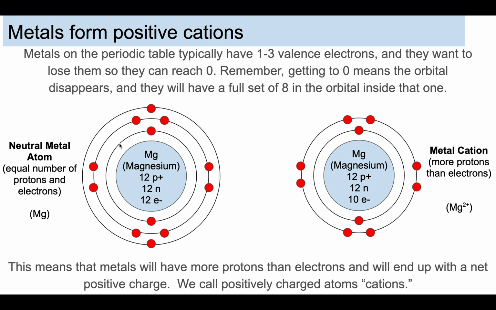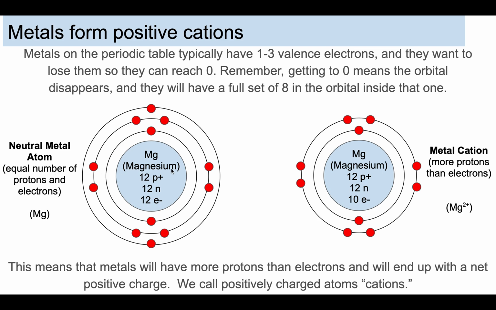So I've got a picture of a typical magnesium atom here. This is before anything's happened. It's a neutral atom, which means we've got 12 protons in the nucleus, 12 electrons in the orbitals surrounding the nucleus. And so you've got 12 positive charges being canceled out by 12 negative charges. We've got a nice neutral metal atom.